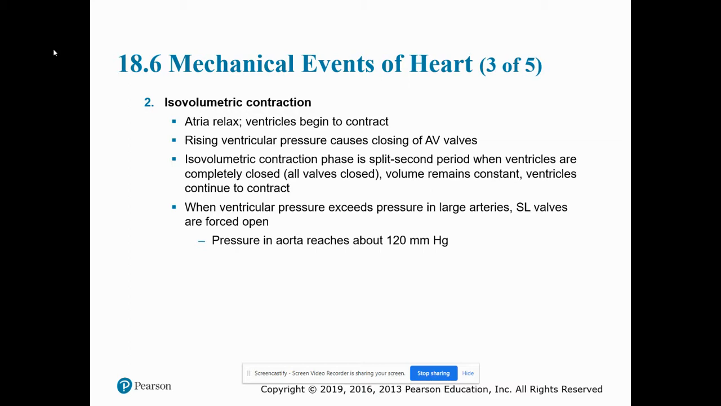And then we have the term isovolumetric contraction. Isovolumetric contraction is a split-second period when the ventricles are completely closed, so both the AV valves and the semilunar valves are closed. The volume remains constant, and the ventricles continue to contract. Now, at some point, ventricular pressure is going to exceed the pressure in the large arteries, and at that point, the semilunar valves open, or they're forced open, and the pressure in the aorta reaches about 120 mmHg.